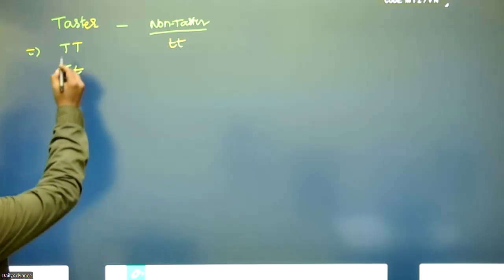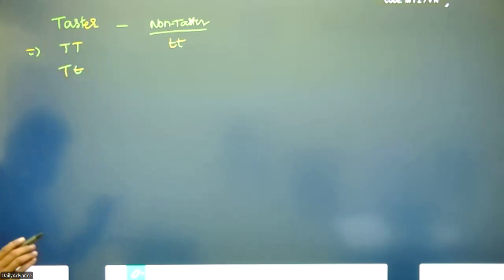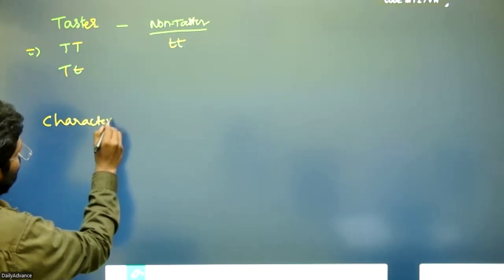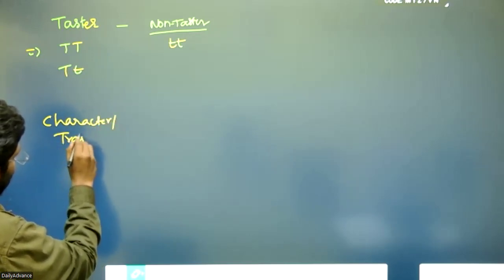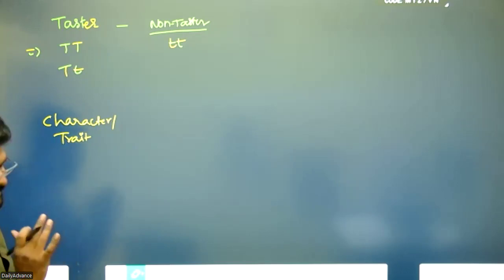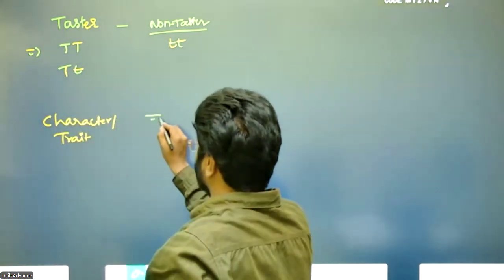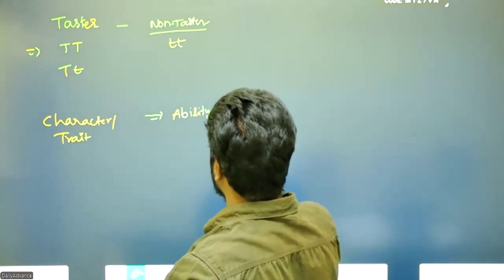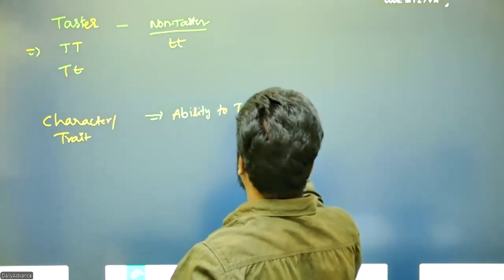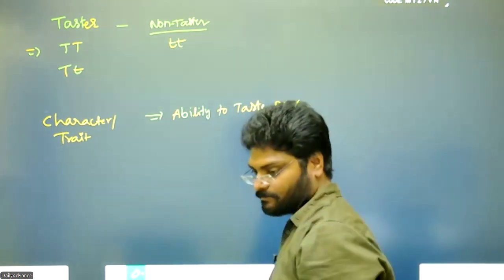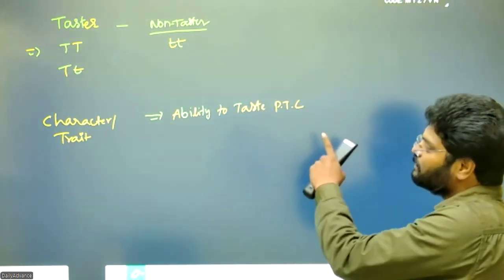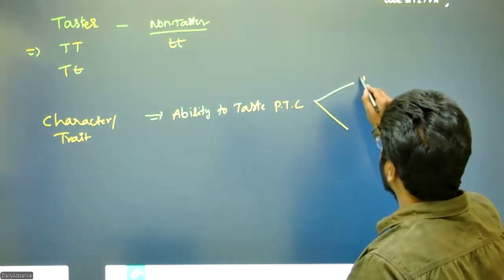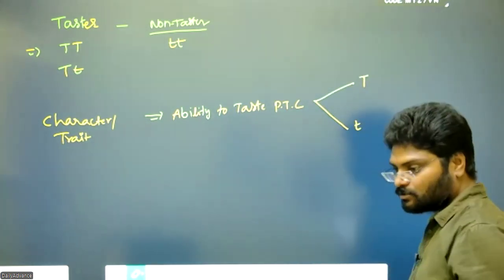So that means tasting ability is the character or trait here: ability to taste PTC. So this is the character. The character or trait name is ability to taste the PTC. How many alleles are present? Capital T, small t. Two genes are there.